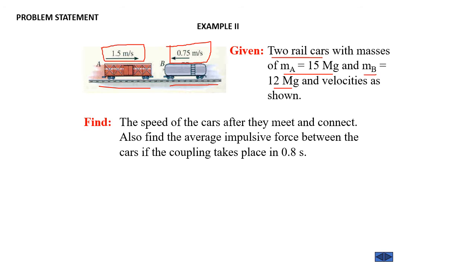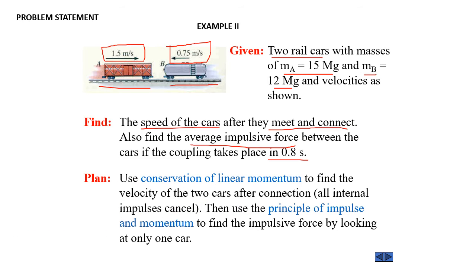They want us to find the speed of the cars after they meet and connect. Also, they want us to find the average impulsive force between the cars if the coupling takes place in 0.8 seconds. So what's going to be important here is we're going to need to choose a coordinate system. We could go with the standard Cartesian XY, where we have x positive to the right and x negative to the left, or we could do the reverse of that, and that'll just mess with the sign convention between car A and car B.